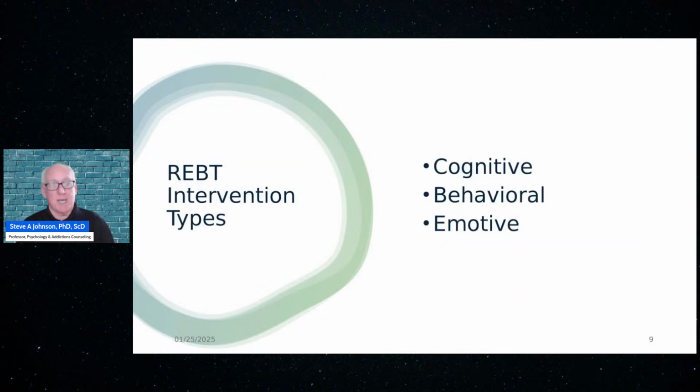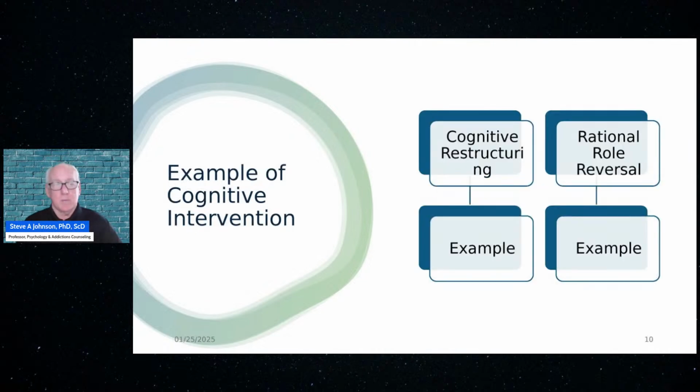Now I want to cover some REBT interventions. Okay, these are things that we do, and I really have very little time. I will spend a couple of the sessions really digging deep into the interventions, and I will even ask some people to volunteer, and I can even demonstrate how to do it. There are three categories of interventions: cognitive interventions, behavioral interventions, and emotive interventions. Okay, and I want to give you at least one example of each of those before we quit the day.